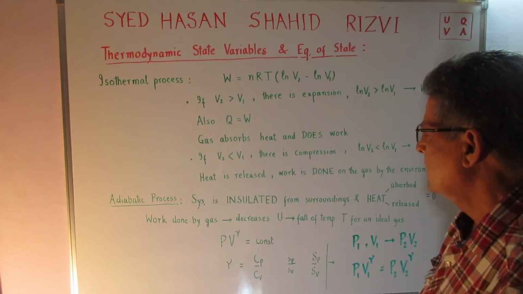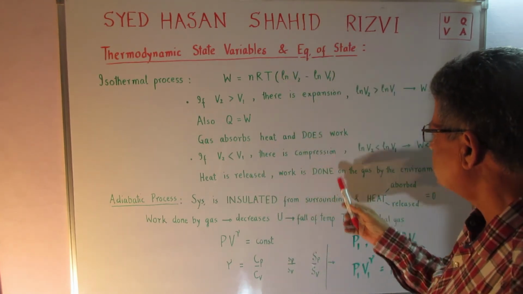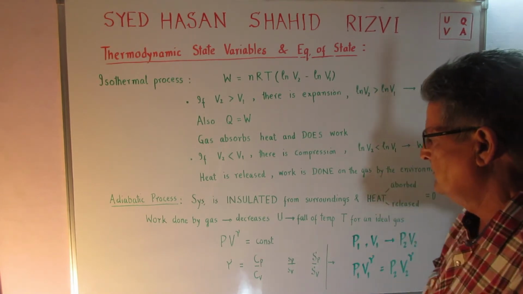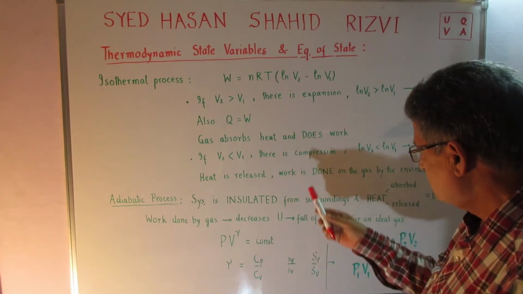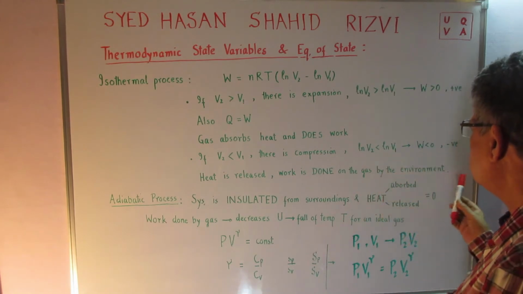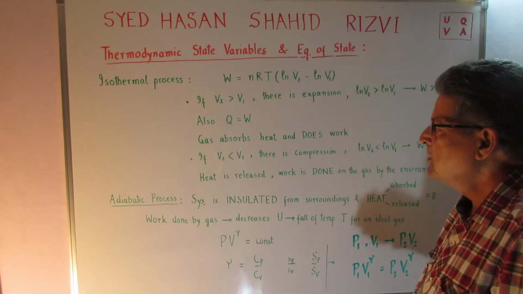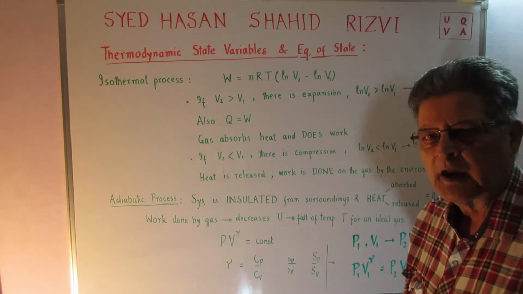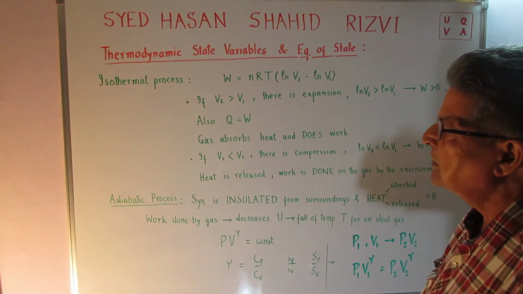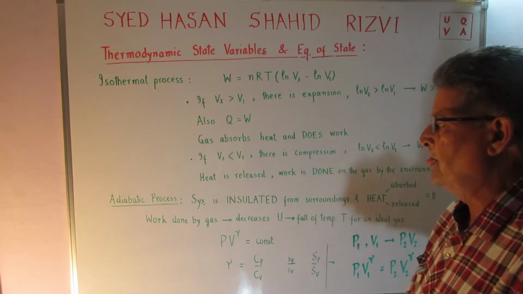If V2 is smaller than V1, on the contrary, there is compression. This is less than this, W is less than 0, and it's negative. Heat is released and work is done on the gas, that is the system, by the environment. So this is about the isothermal process, wherein we have taken PV is equal to nRT, or P1 V1 is equal to P2 V2 is equal to Pn Vn is equal to a constant, and that is the statement of Boyle's law, which holds good.